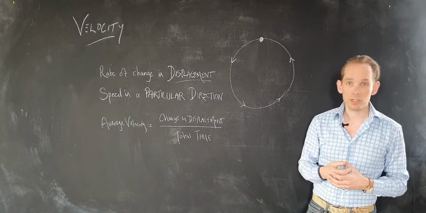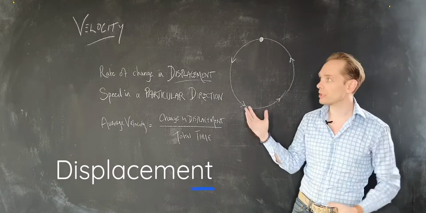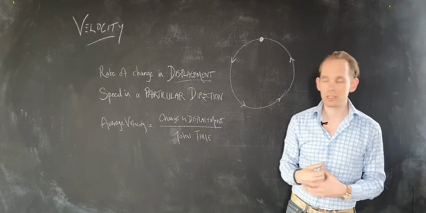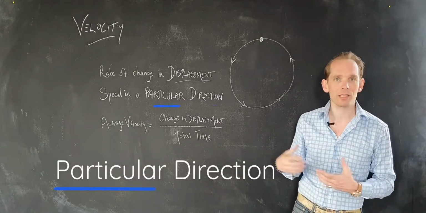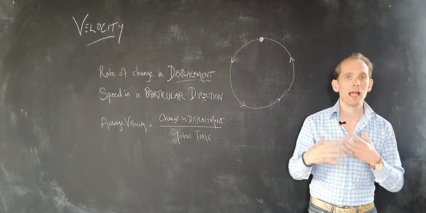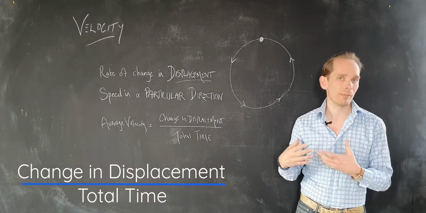So just definitions of velocity. It's the rate of change in displacement. That's the vector quantity of distance. This is the vector quantity of speed. You can think of it as speed in a particular direction, and if you want to work out the average velocity of something, well, it's the change in displacement divided by the amount of time.